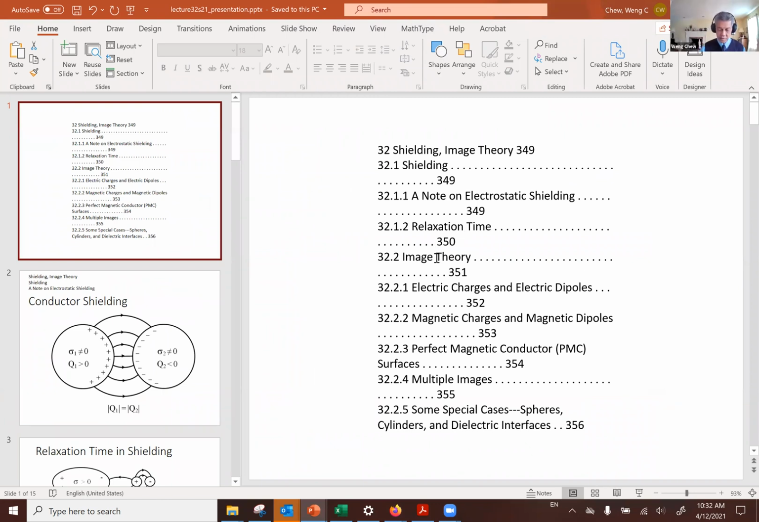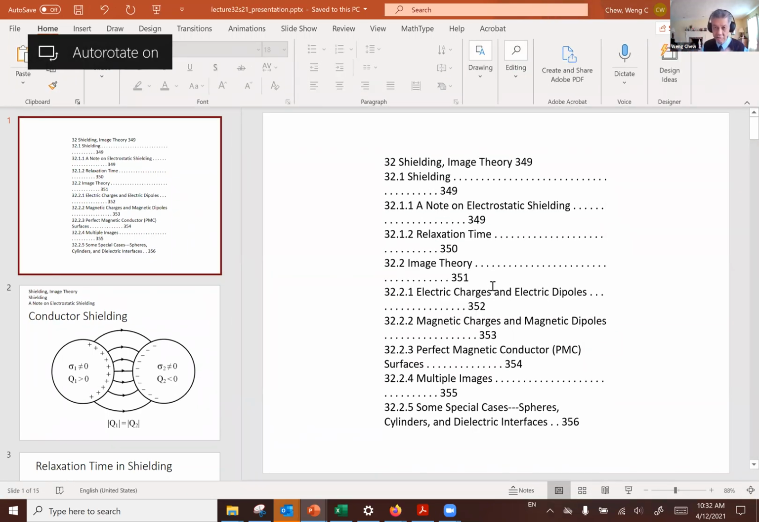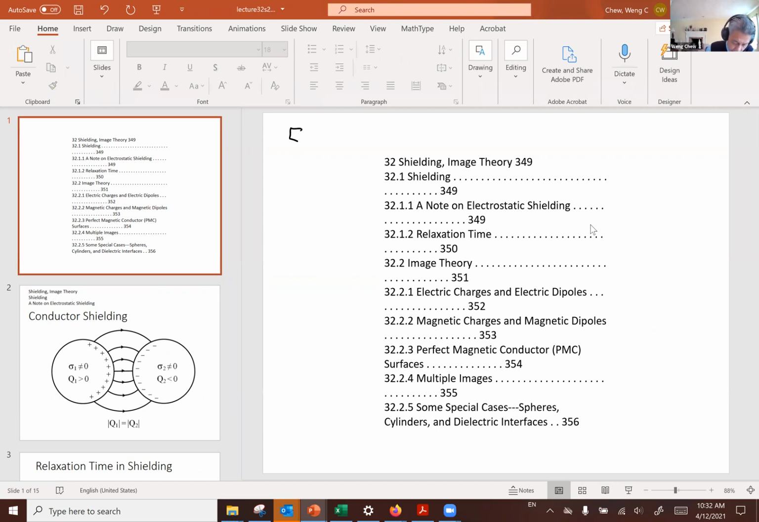Can you see my screen? Yes. Okay, wonderful. You can see my screen. And today I'm going to talk about shielding and image theory. It's an interesting topic because you need to understand this kind of shielding and image theory for many different applications, especially in the field called EMI and EMC.